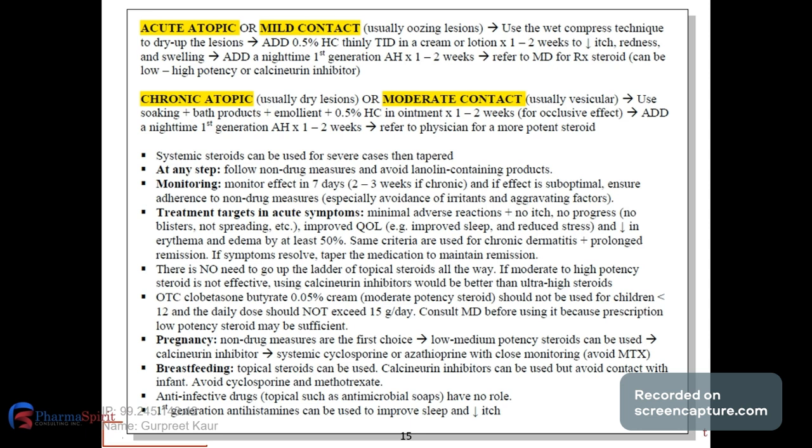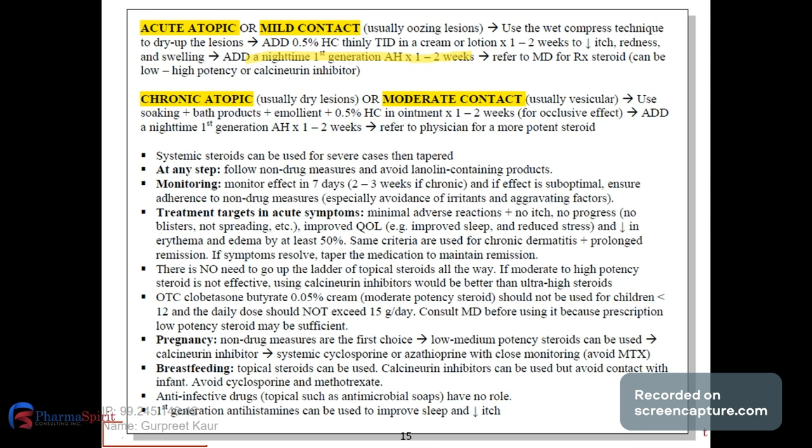If we still don't get a response, then we add 0.5% hydrocortisone and we apply it thinly 3 times daily in a cream or a lotion form, and we usually use it for 1 to 2 weeks to reduce the itch, the redness, and the swelling. If we're still not getting enough response, then we can add a nighttime first generation antihistamine. Generally speaking, when you speak about skin conditions, first generation antihistamines are the best. So we can add a nighttime first generation antihistamine for 1 to 2 weeks.